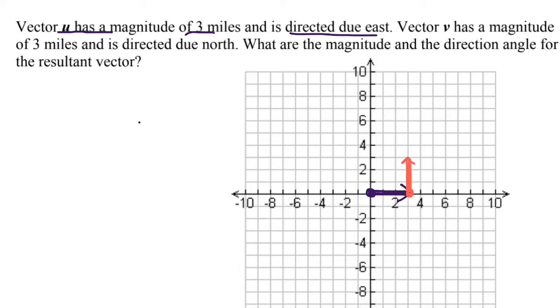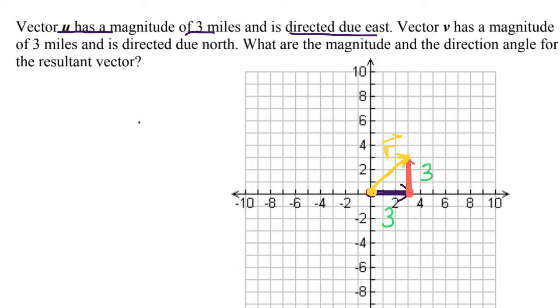Let's look at the values of our vectors. We have 3 miles here and 3 miles here. It wants to know the magnitude and direction angle of the resultant vector. Our resultant vector is the vector that starts where the first one started and stops where the last one stopped, so we have this as our resultant vector. That's normally noted as R with the arrow symbol above it.